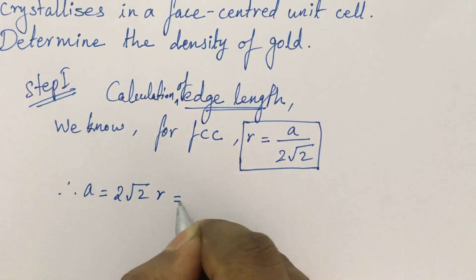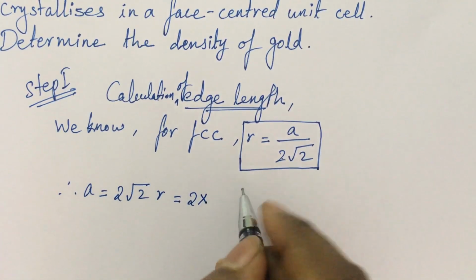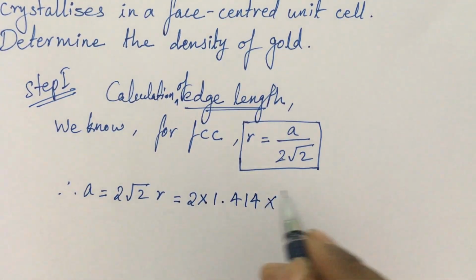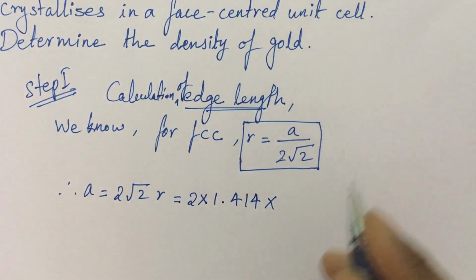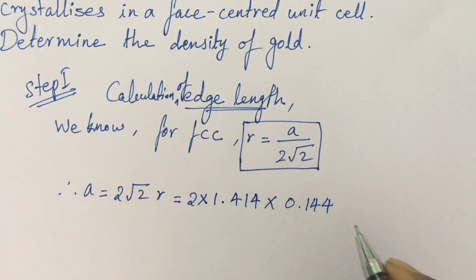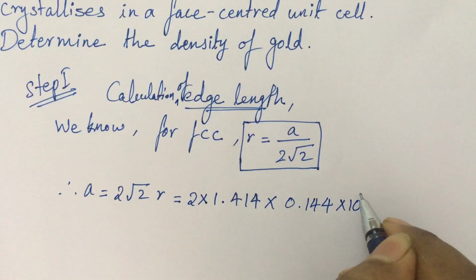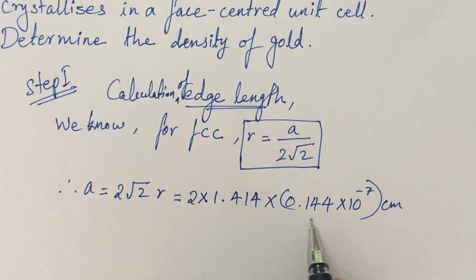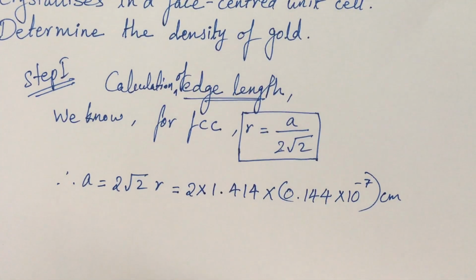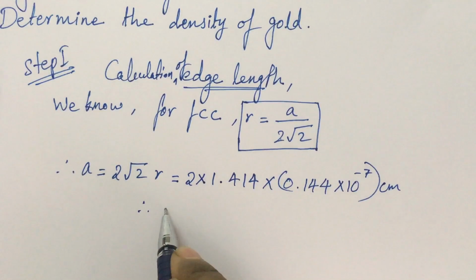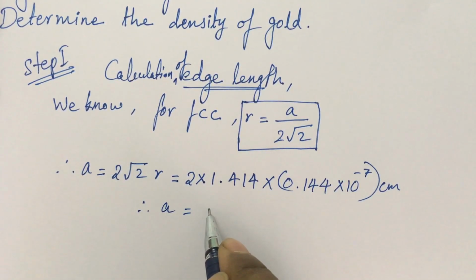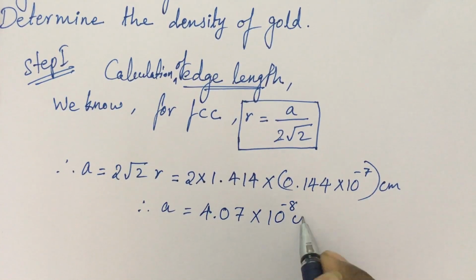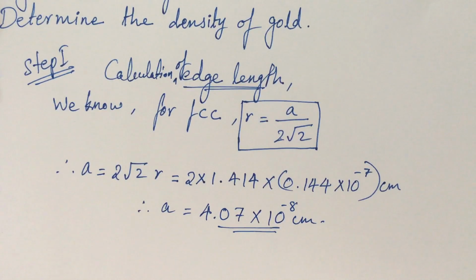Okay? That is equal to 2 into, root 2 value is 1.414, into R, the radius given in the question, 0.144 nanometer. While converting it into centimeter, you have to multiply with 10 raised to minus 7. So we get 0.144 into 10 raised to minus 7 centimeter, right? Therefore, A is equal to 4.07 into 10 raised to minus 8 centimeter. Correct?